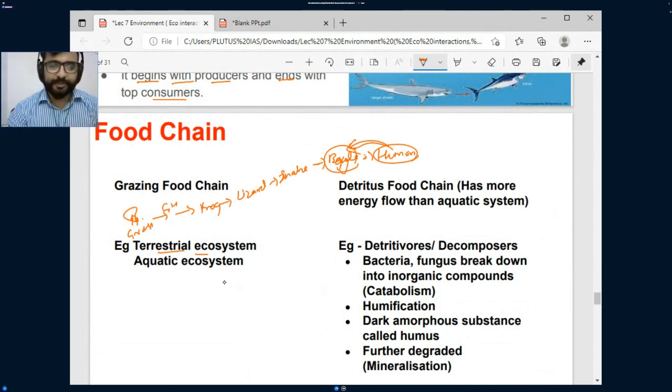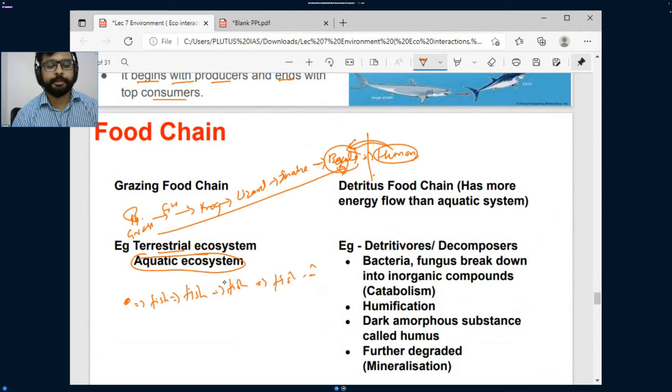Anyways, so this is your terrestrial ecosystem. Similarly, for an aquatic ecosystem, the example is phytoplankton. Phytoplanktons are eaten by small fishes, then these small fishes are eaten by much bigger fishes, then much bigger, then much bigger, then a magarmach (crocodile) could be, or humans. So this is an example of an aquatic ecosystem.